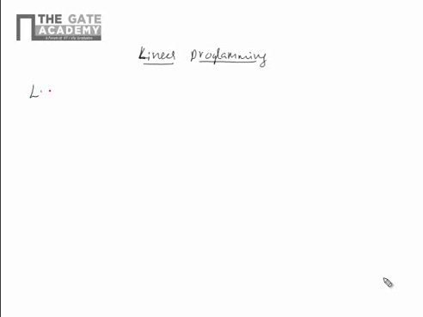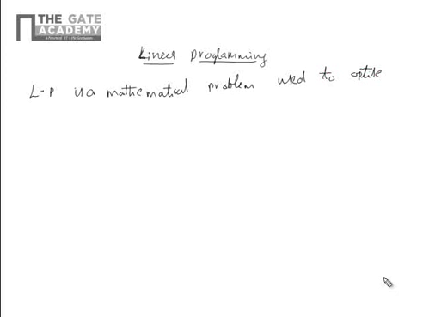Linear programming. Linear programming is a mathematical technique. LP, it is also called. LP is a mathematical technique or mathematical problem which is used to optimize the resources available in any situation.